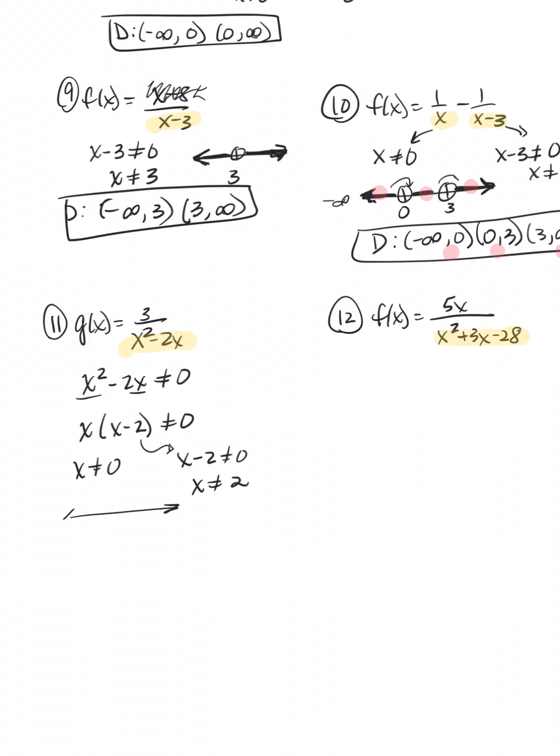So number line, I'm going to have 0, and I'm going to have a 2. Can't be 0, can't be 2. It can be anything else. Those are the 2 values that are going to make us try to divide by 0, and we know that's a big math no-no. So we read from left to right, negative infinity to 0, jump over, 0 to 2, jump over the 2, and then we go from 2 to positive infinity.